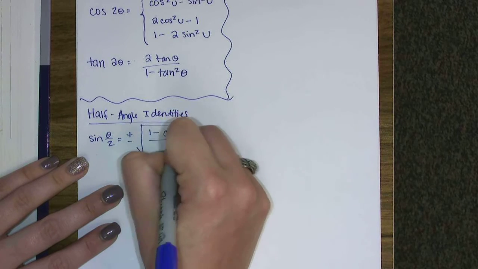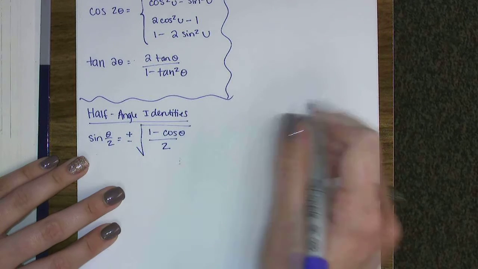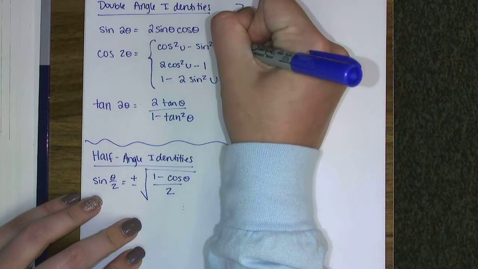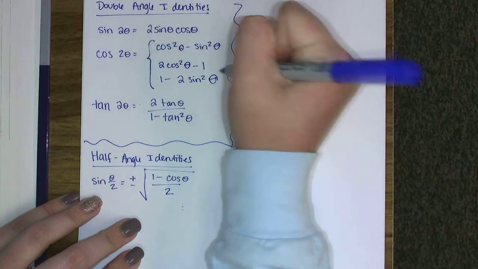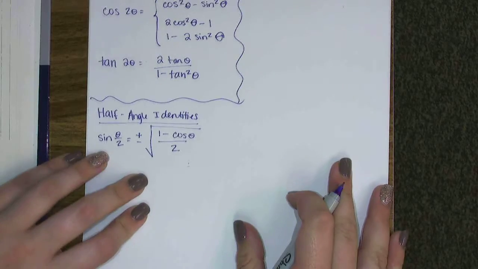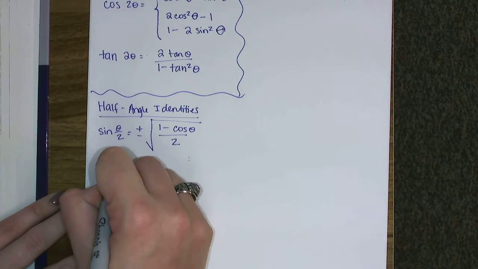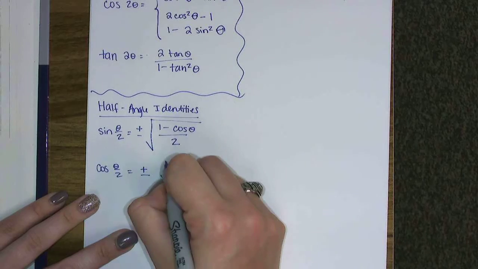Also, I just realized up here I was writing u's instead of thetas. I don't know why I was saying and writing that, but they're all supposed to be thetas, so sorry about that. Down here, the cosine of theta over 2 is equal to, again, plus or minus the square root of 1 plus cosine of theta, all over 2.